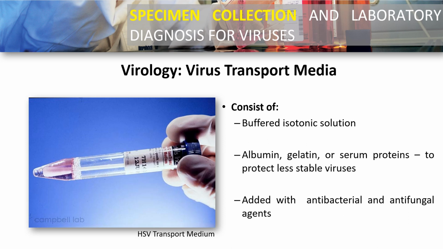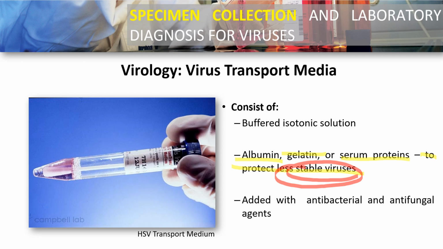Okay, viral transport media, or VTM, consists of a buffered isotonic solution, and it also contains albumin. If there is no albumin, class, gelatin or serum proteins can also be used. The purpose of the albumin, gelatin, or serum protein, class, is to protect less stable viruses. Sir, who are the less stable viruses? It's written here, less stable viruses.